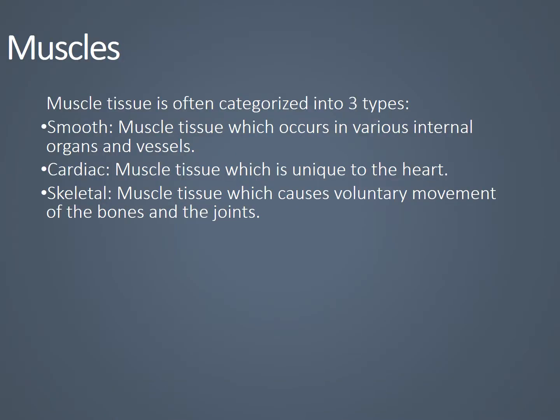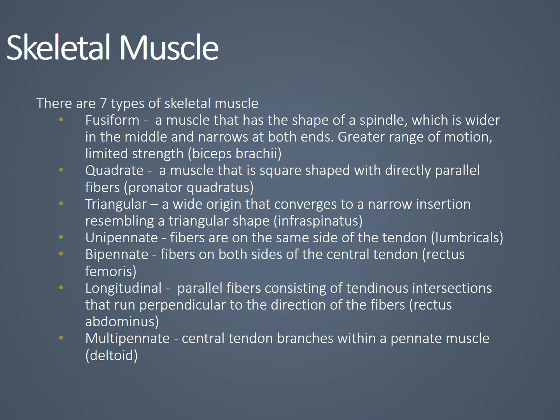Muscles. Muscle tissue is often categorized into three types. Smooth muscle, which is in the internal organs and vessels. Cardiac, which is unique to the heart. Skeletal, which is the muscle tissue that causes the voluntary movement of bones and joints throughout the body. Skeletal muscle has 7 types.